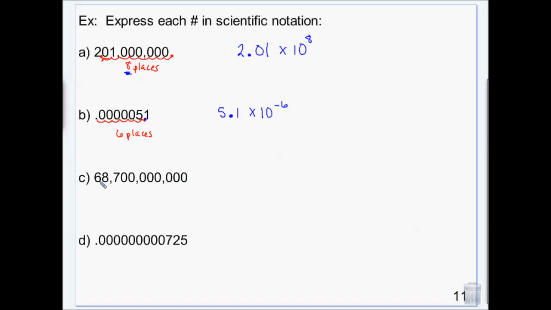Move our decimal to here. So I'm going to go 3, 6, 9, 10 places. So 6.87 times 10 to the 10th. And then I'm going to actually, let's add some more numbers to this, just so I can show you what to do when there's too many numbers.